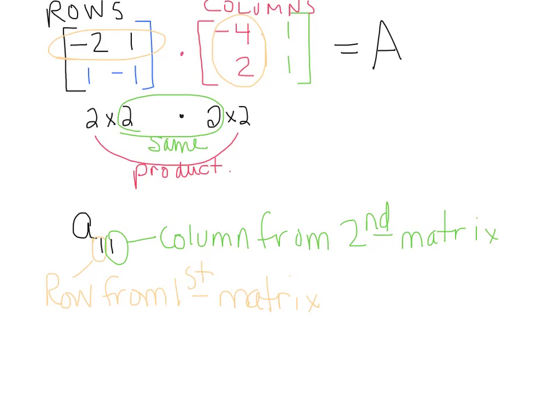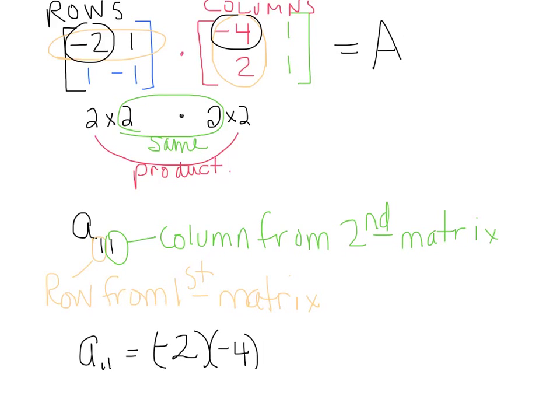So now what you do is you start taking products. You always multiply the first number of the row with the first number of the column. So I'm going to say A11 is equal to, I'm going to take the -2, that's this number right here, times the first number, -4, and then I have to add the product of the second numbers. First numbers went together, and now I have to do second numbers together.